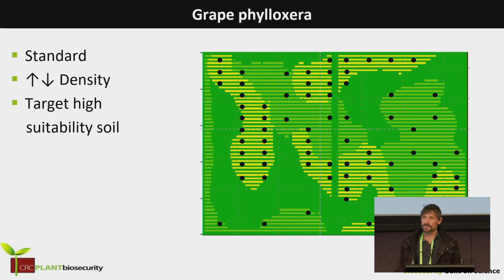But what we were particularly interested in was methods that target the high suitability soil, because some of the experts thought this might be a more effective way. So the same number of samples, but specifically focusing those into the high suitability soil. In this example shown on this slide, you can see there are more samples in the high suitability soil, fewer samples in the medium suitability, and none at all in the low suitability soil.